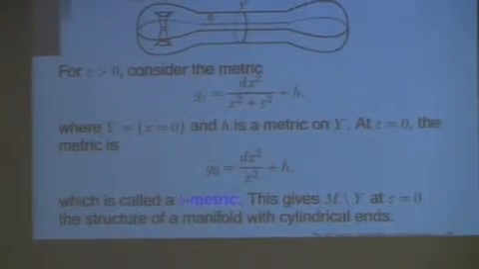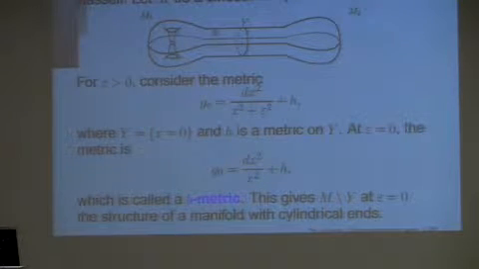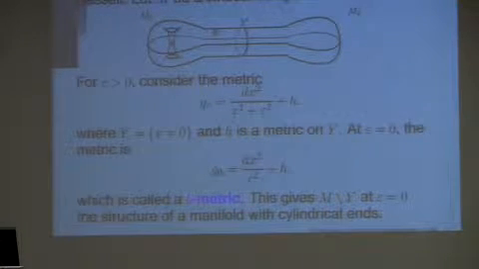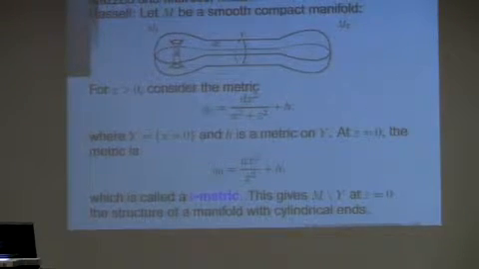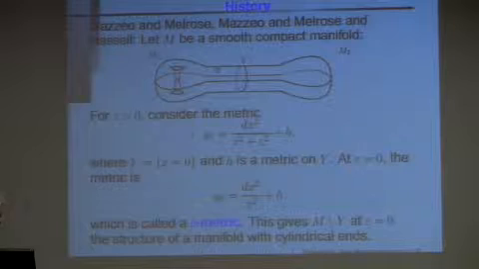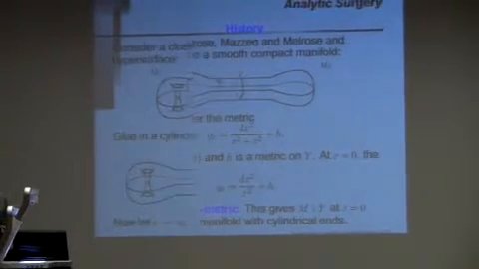So what happens as epsilon goes to 0 is we get this degenerate metric, dx squared over x squared plus h, which is actually a metric which gives the geometry of a cylindrical end. It's called a b-metric. But we're actually not going to do analytic surgery in this sense. We're going to do analytic surgery in a different sense.